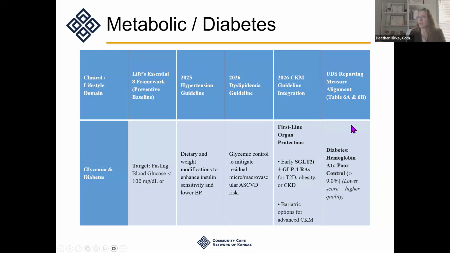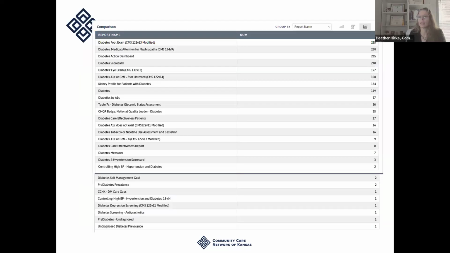I think that is going to be an area that's moving. And then, of course, working with glucose, diabetes, A1C, all of that is going to impact the UDS diabetic measures. It took 2 screenshots to get all the diabetes ones, and there are a lot of diabetes reports that you guys are running, which is awesome.